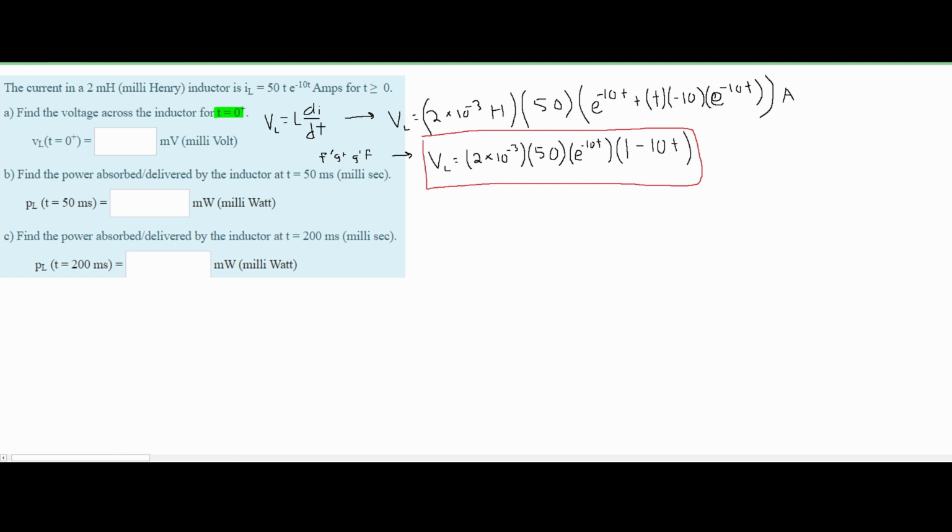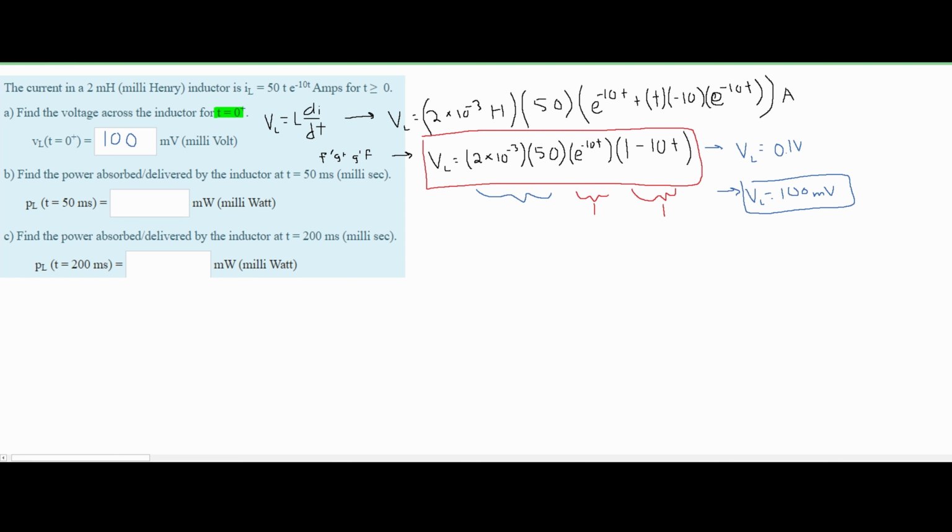So this is our voltage formula, and now we can just plug 0 into here. If we plug 0 into here for this e, we are going to get 1, because anything raised to a 0th power is just 1. This right here is just going to be 1 as well. So all we have left is 2 times 10 to the negative 3 times 50. If we do this, 50 times 2 is 100, and then we move the decimal 3 places to the left. So our v of L is equal to 0.1 volts. However, we want this in millivolts, so our v of L is equal to 100 millivolts. And that is the answer for this first part.